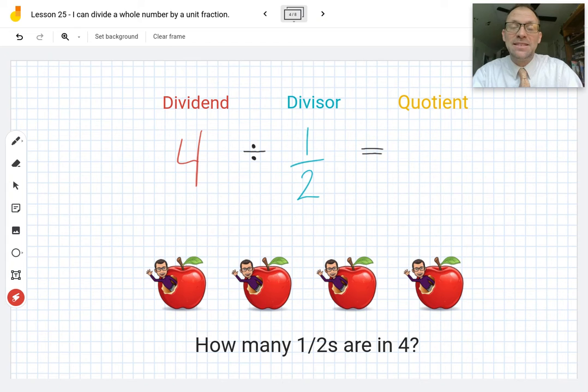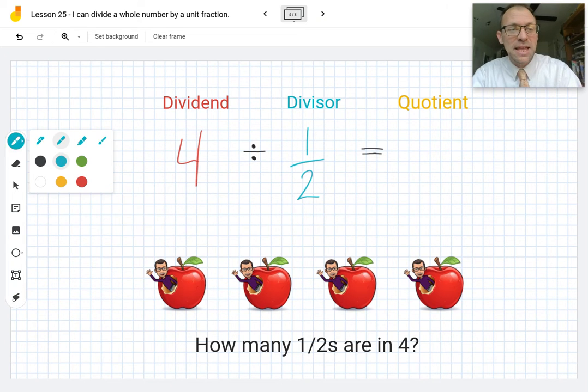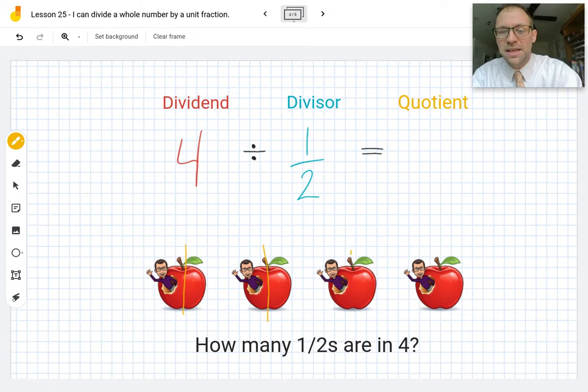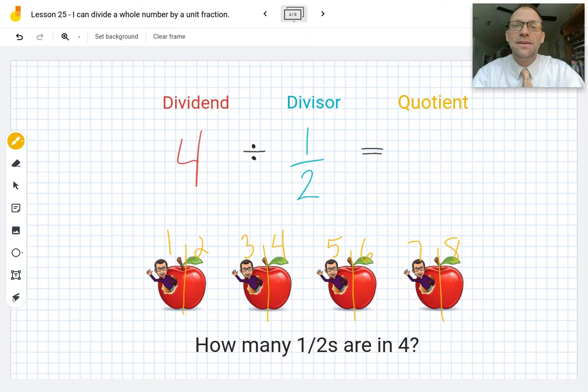And the way we answer that is to divide each of these apples in half and count the number of halves we make. So let's do that. Let's divide this apple in half, and this apple in half, this apple in half, and this apple in half. How many halves do we have? Let's see. 1, 2 halves, 3 halves, 4 halves, 5 halves, 6 halves, 7 halves, 8 halves. So our quotient, or answer, to 4 divided by 1/2 is 8.